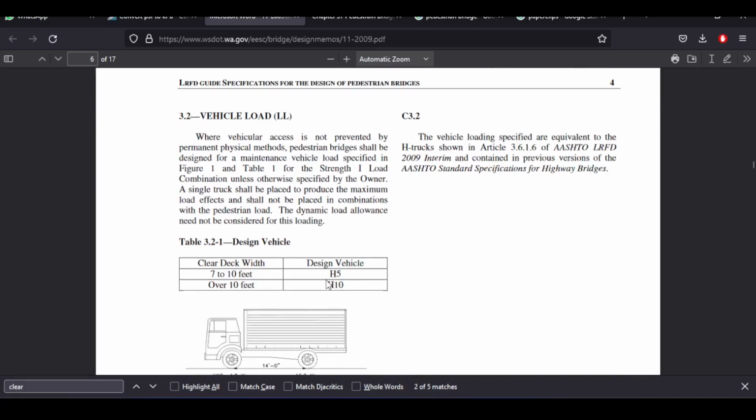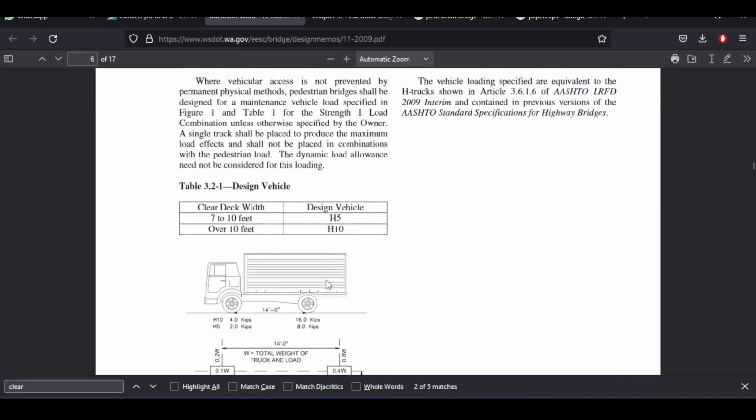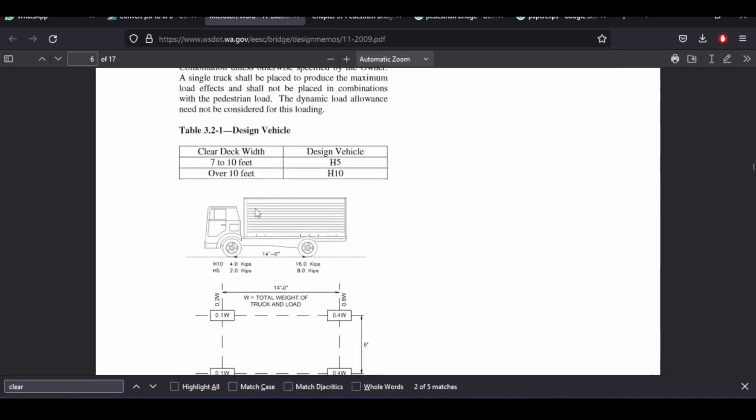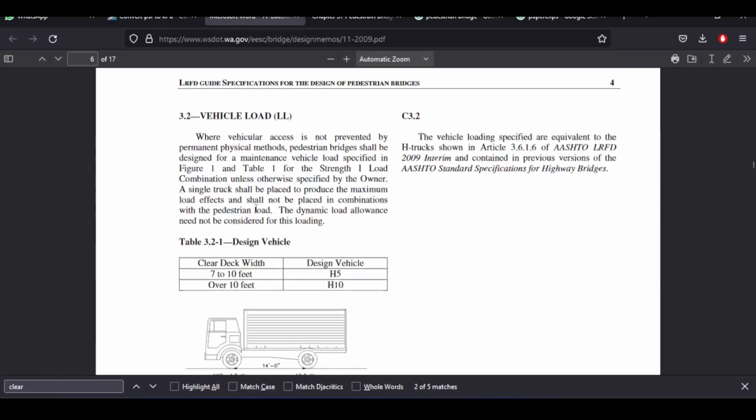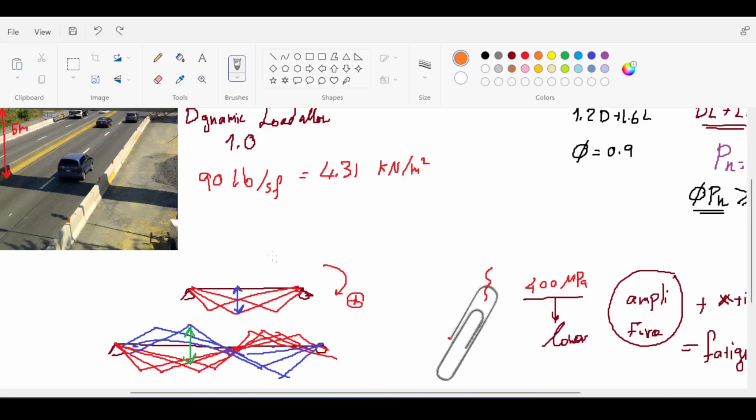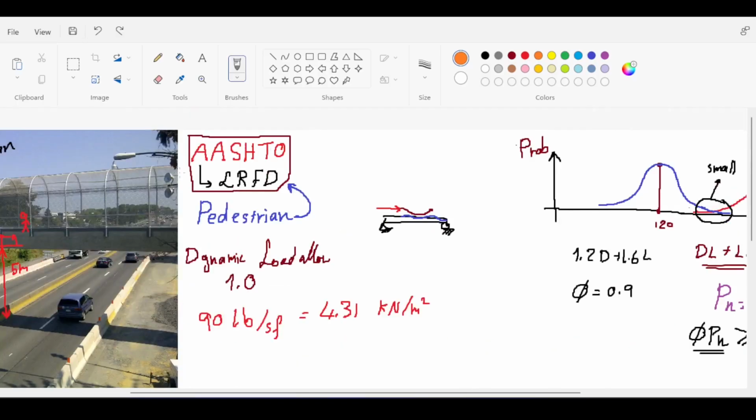Before I finish here, you have a design truck. And the design truck here is different than the design truck of the AASHTO. The AASHTO has a much more powerful design truck. Or they call it design vehicle, to be honest. Sometimes they call it design tandem. This is a much smaller design tandem because it's a maintenance vehicle, and the maintenance vehicle is used for any bridge that is more than 7 foot and has the ability to allow maintenance trucks.